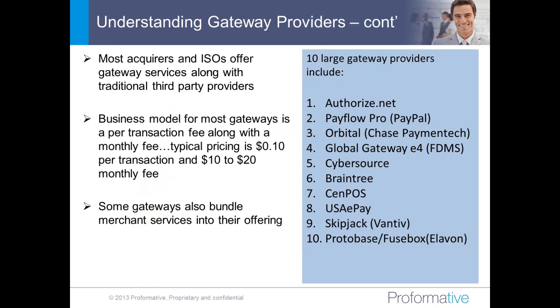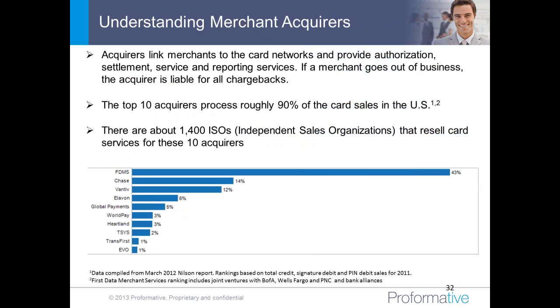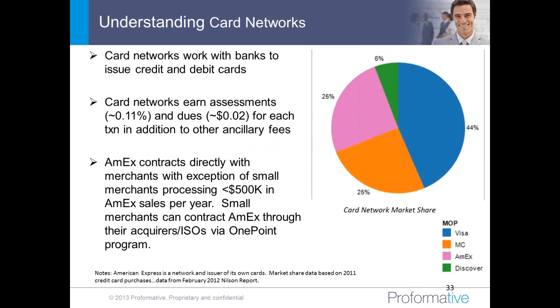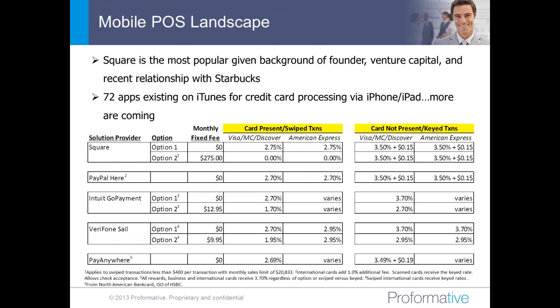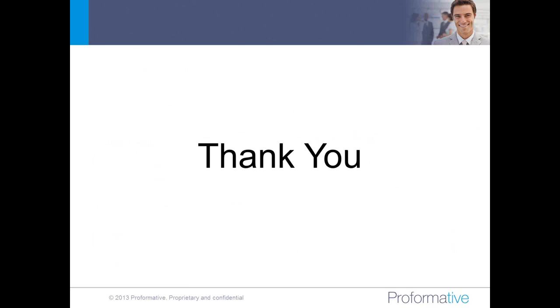Actually, that's a 2-slider. Then after that is understanding merchant acquirers. Then understanding card networks. And finally, the mobile point-of-sale landscape, which you just mentioned at a little more length. So this is all available when you download the presentation.